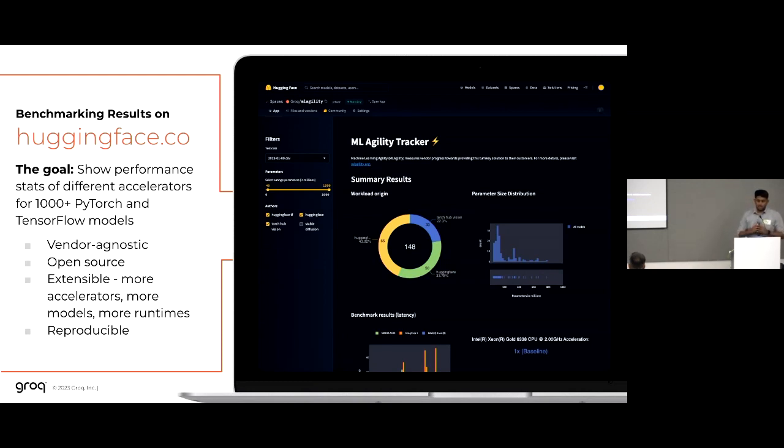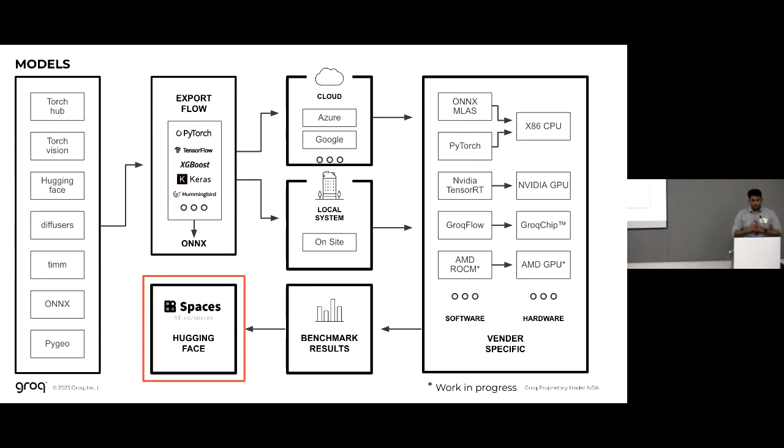And again, to quote, it's completely vendor agnostic and open source, and it's extensible through more runtimes and accelerators by just the modular interface that we have. So given that we have this modular and automated interface, it's not just the Hugging Face spaces results that are of interest. We realize that there are a lot of other places in this whole architecture that could be used for benchmarking and measuring the efficacy of tools.